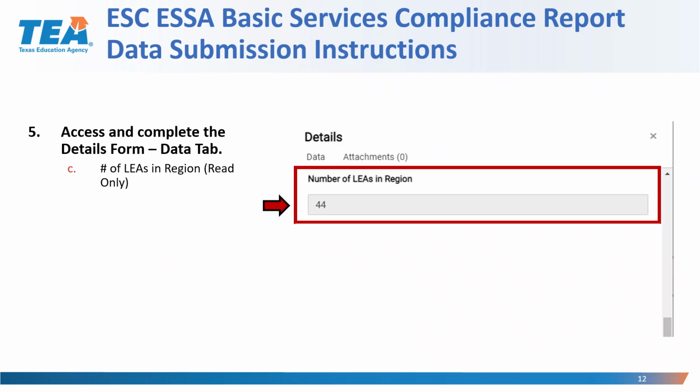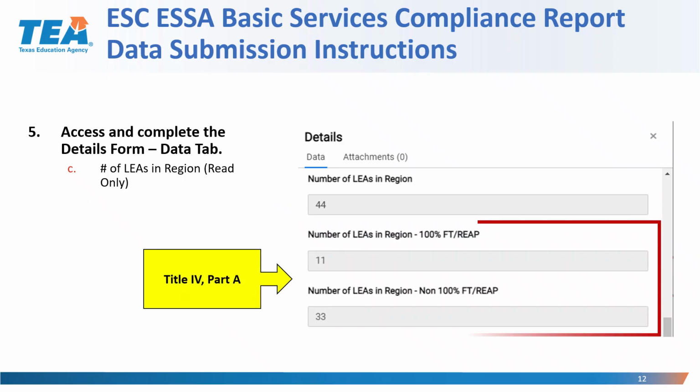If you are viewing the details form for the Title IV Part A program, additional information will appear noting the number of school systems that have redirected 100% of their program funds via REAP and/or funding transferability, and the number of school systems that did not redirect 100% of their program funds via REAP and/or funding transferability.